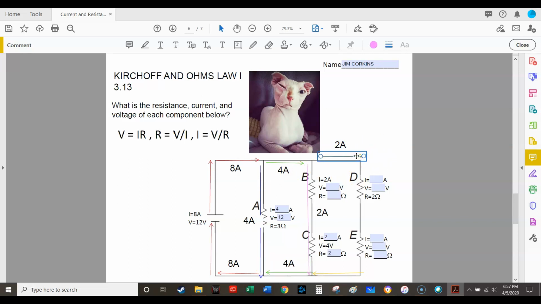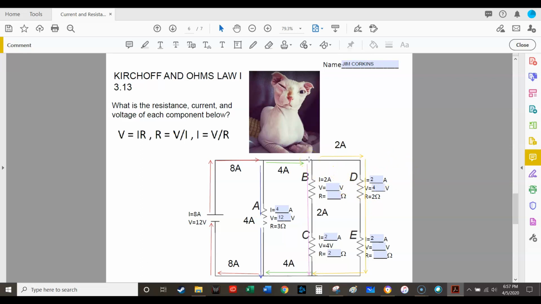Okay. Well, we know that that orange guy is flying down, and only that orange guy is flowing across DE. And since we figured that out, that's 2 amps, that means D has to be 2 amps and E has to be 2 amps. 2 amps times 2 ohms is going to be 4 volts. Oops. There we go. All right.